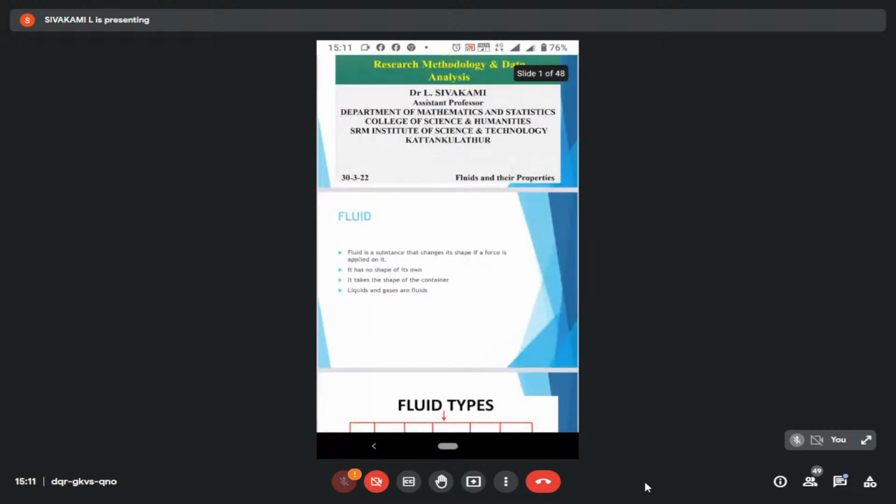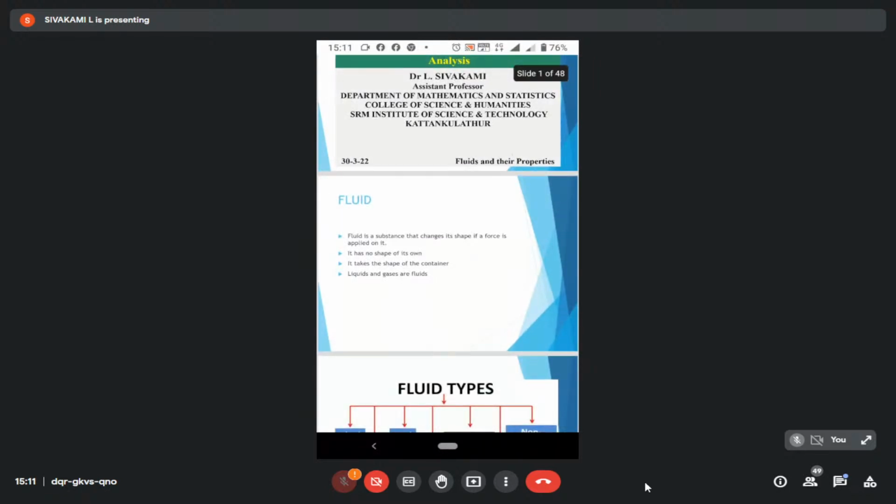So fluid mechanics is a study of fluids either in motion. If we study the motion of fluids, it is called fluid dynamics. If we study the fluid in the resting form, it is called fluid statics. So there are two main branches, which are fluid dynamics and fluid statics.